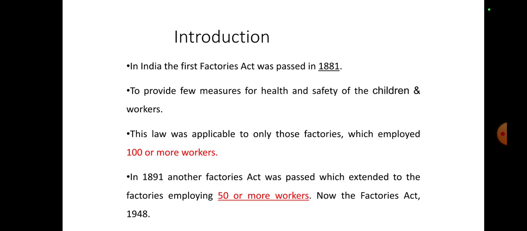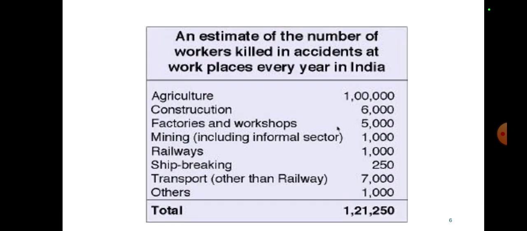In 1891, another Factories Act was passed which extended to the factories employing 50 or more workers, and from then the current Factories Act of 1948 is existing even today. From 1948 till today, we speak about the same act.